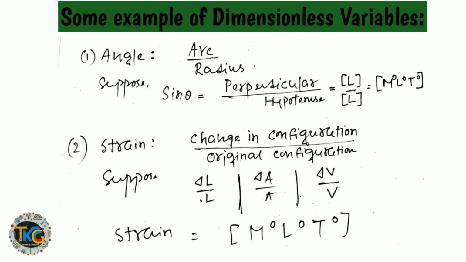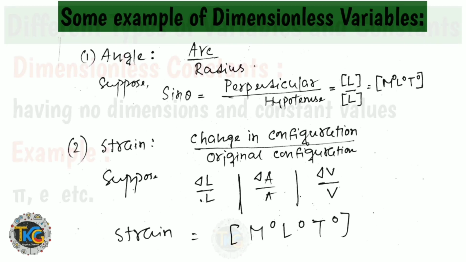Similarly, if we consider area, then the form will be L² by L², that is also M^0 L^0 T^0. And for volume, L³ by L³, that is also the same. So here strain is an example of dimensionless variables. So strain, relative density, and angle are all examples of dimensionless variables.